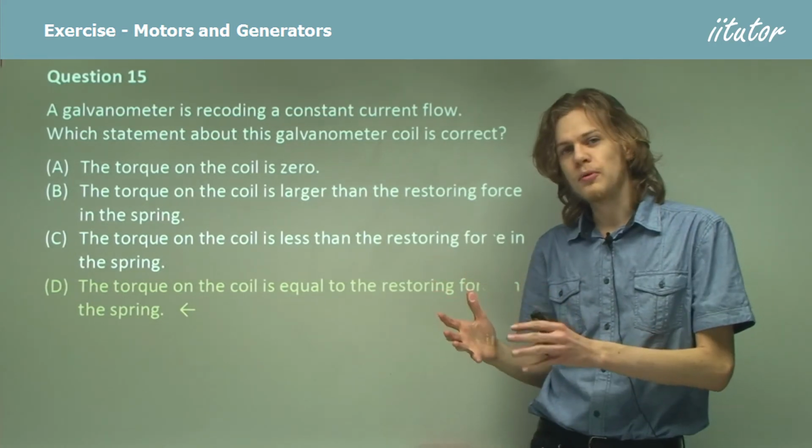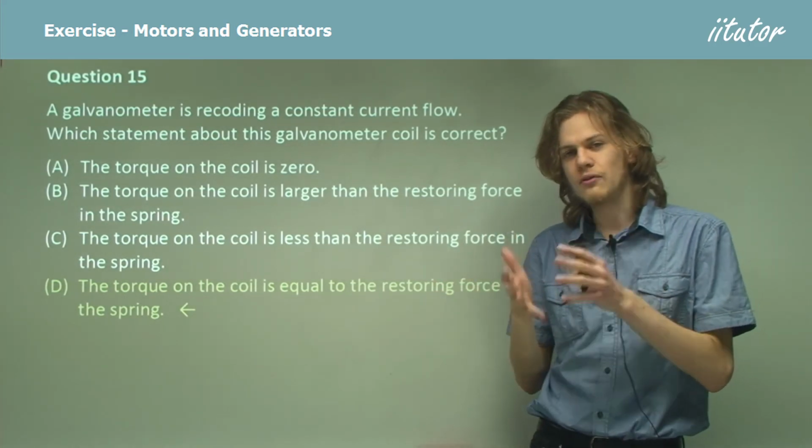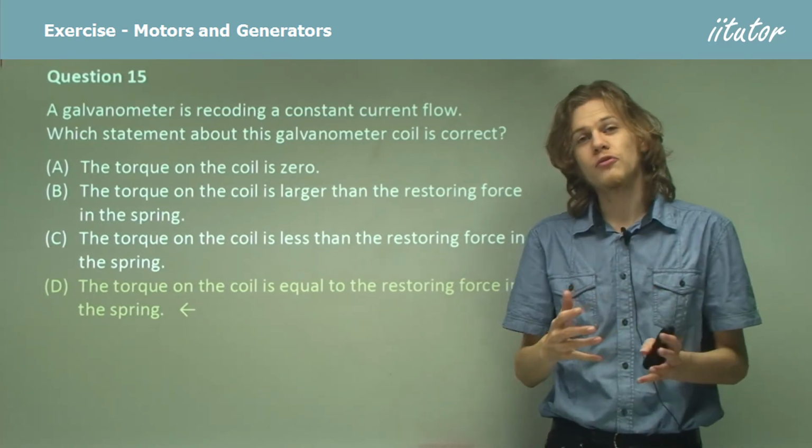The torque produced by the magnetic force on the galvanometer is equal to the restoring force of the spring that it contains.